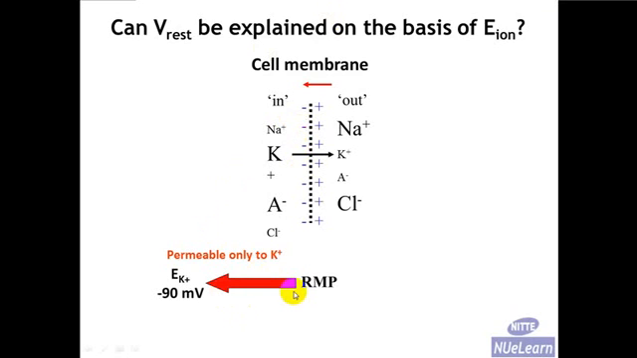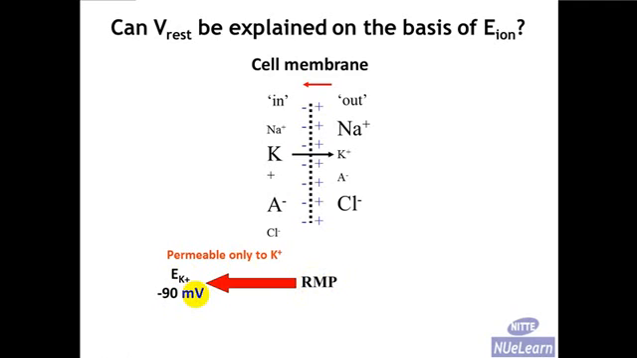Now, as a result of this, we know that the equilibrium potential for potassium would tend towards around minus 90 millivolts. Therefore, for a membrane which is permeable only to potassium, the resting membrane potential would be equal to the equilibrium potential for potassium, which is minus 90 millivolts.